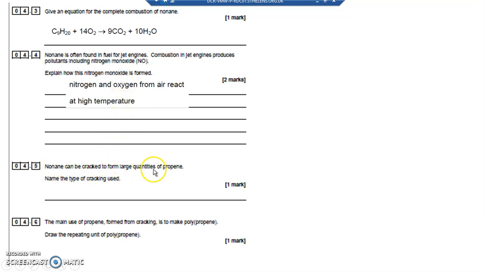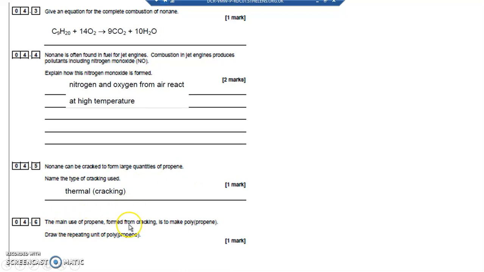Nonane can be cracked to form large quantities of propene. Cracking means you take long chains and break them up into short chains. When you end up with compounds with double bonds in them, unsaturated hydrocarbons, the type of cracking used is called thermal cracking. Thermal means you're using heat to break the long chains down into shorter ones, and you get these double bonds. The other type of cracking is catalytic cracking, and you don't get double bonds in that. You tend to get cyclic structures.